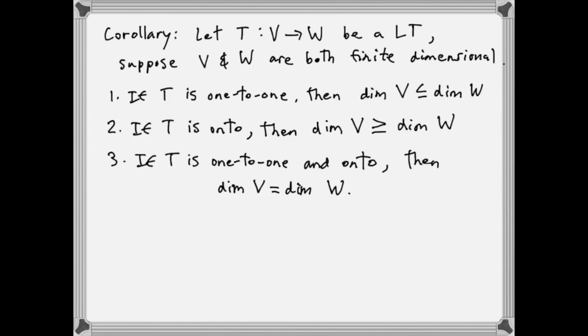I want you to think about the fact that, remember, when T maps into W, the range of T is always contained inside of W, right? In other words, this fact right here tells us that the dimension of the range of T is always less than or equal to the dimension of W. And it's equal only if it's onto. Okay, so let's look at part 1.